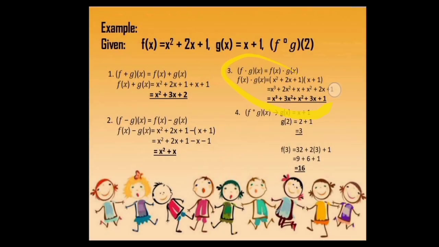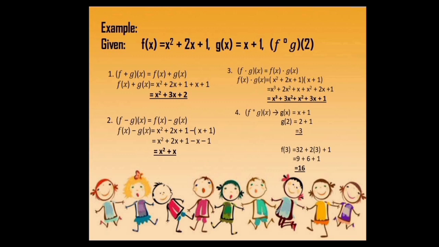Number 3, this one, we have the operation of multiplication. (f × g)(x) equals f(x) times g(x). So let's solve the given. f(x) times g(x) equals x squared plus 2x plus 1 times x plus 1. So, equals x cubed plus 2x squared plus x squared plus 2x plus 1. So, the answer is x cubed plus 3x squared plus 3x plus 1.